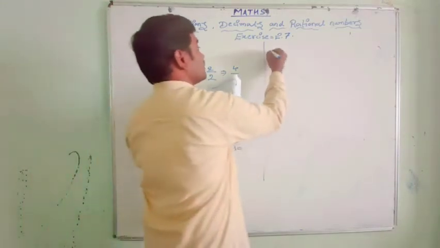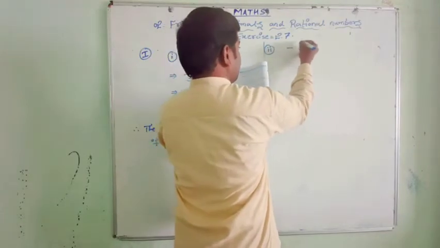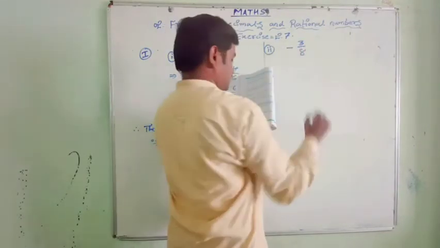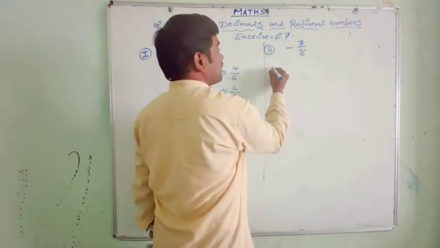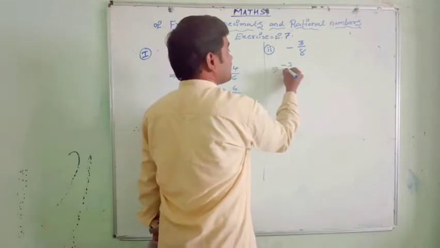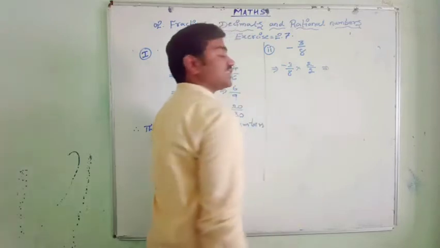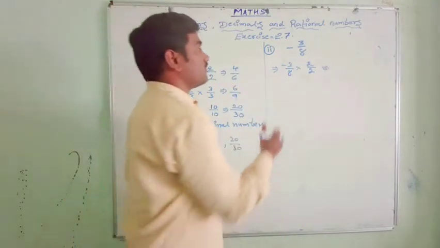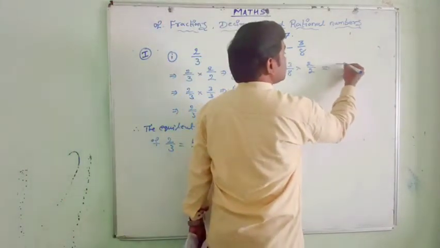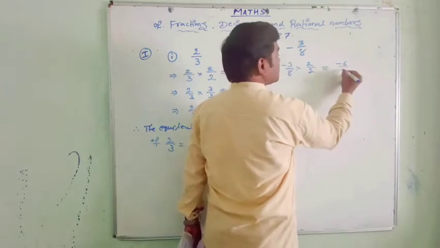Here we have one more question. It is a negative rational number, minus 3 by 8. Let us find the equivalent rational numbers. We need to multiply the numerator and denominator by the same number. Minus 3 into 2 is minus 6, 8 into 2 is 16.